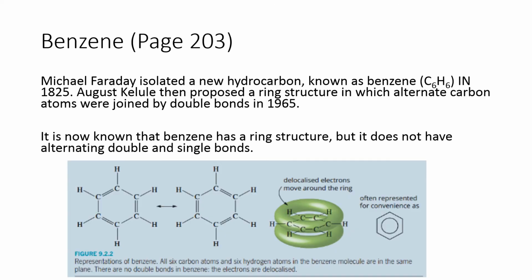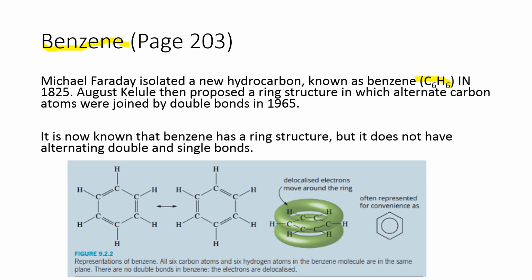So now technically we are on the final slide here, so we are almost there. There's something called the benzene ring. You may come across it or you may have heard of it. Michael Faraday isolated a new hydrocarbon known as benzene, which has the formula C6H6. And then August Kekulé proposed a ring structure in which alternate carbon atoms were joined by double bonds in 1865.